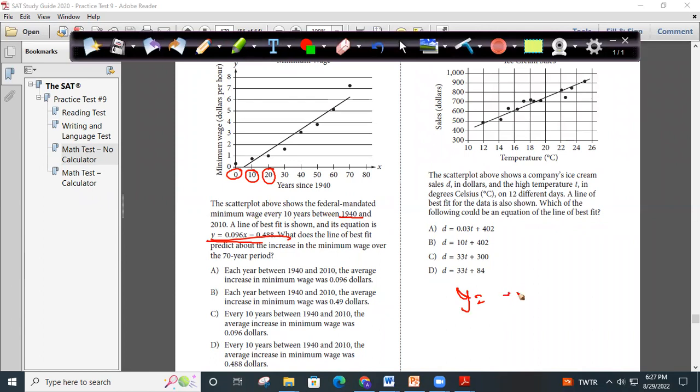In 1940, x means 0, which gives minus 0.488, meaning the graph will touch something here. It is confusing, so leave it. Now take x equal to 20, for example. X equal to 20 means 1960. I want to know what the minimum wage was in 1960.